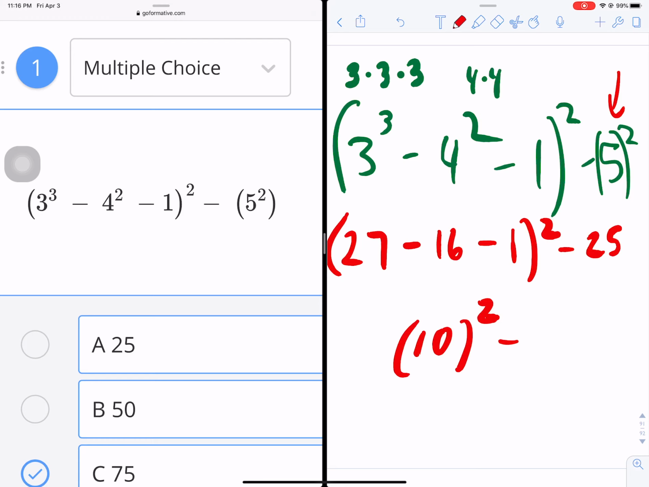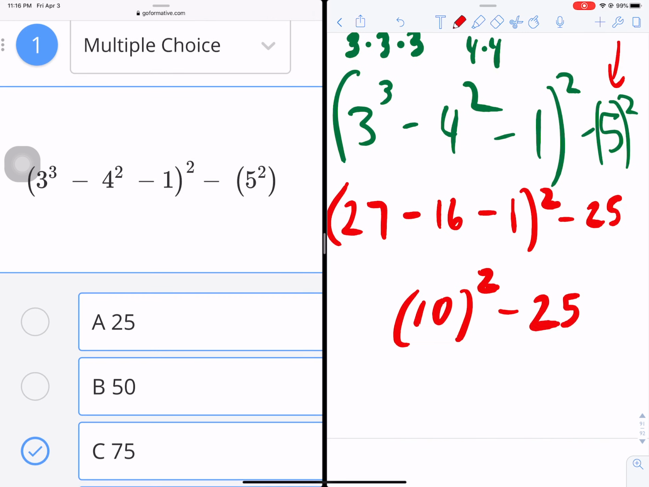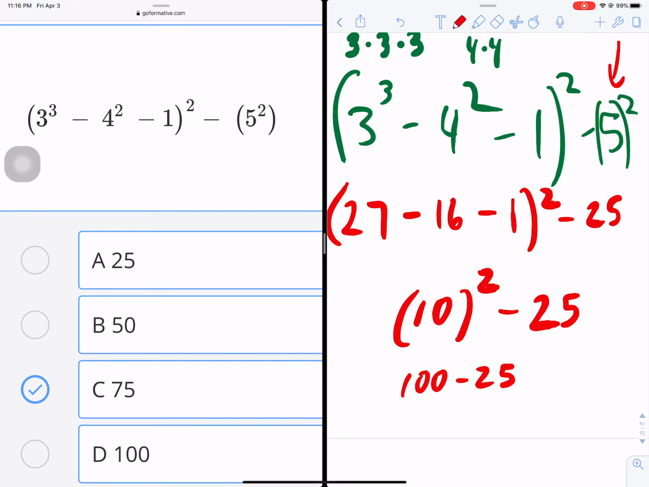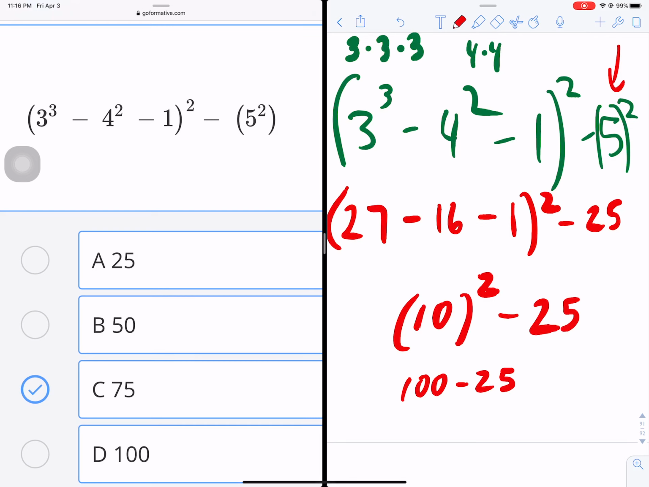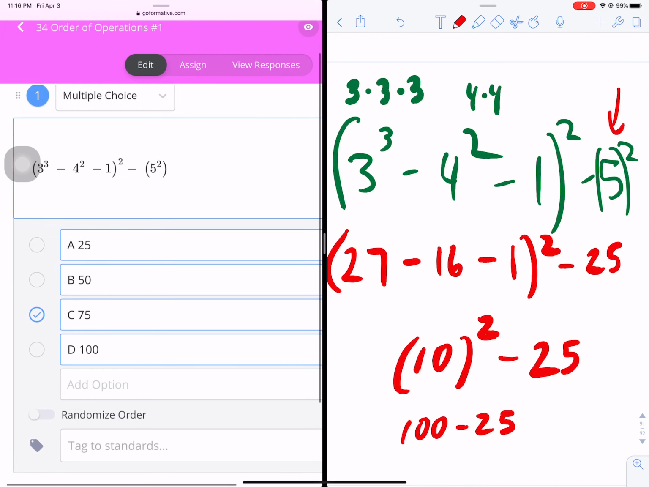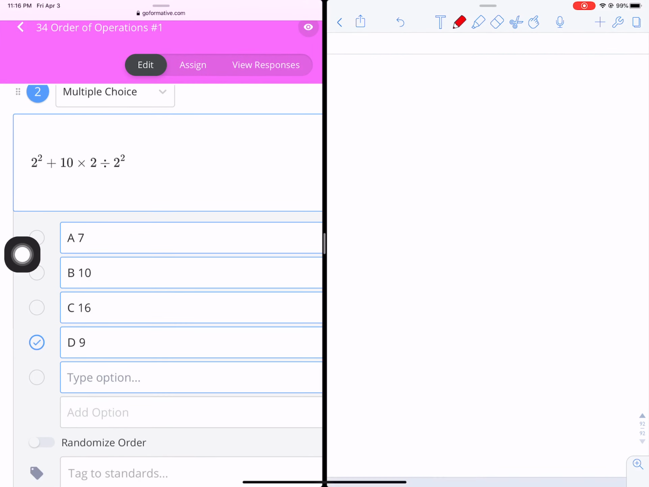So we're going to rewrite the problem again. And now we have to do 10 squared. 10 times 10 is 100. And then lastly, 100 minus 25. And you can pause that, leave it there, go back and look at it. I'm sure there's going to be more like it. Let's take a look at some other ones. I'll do this one with you.